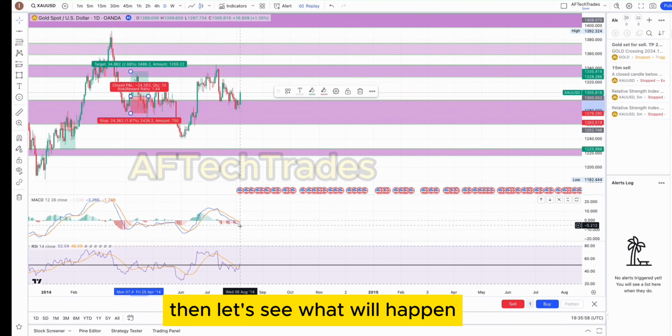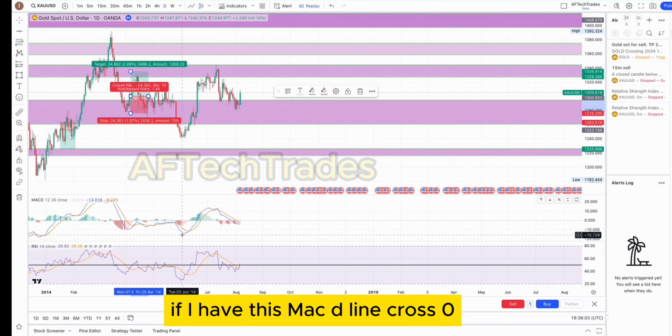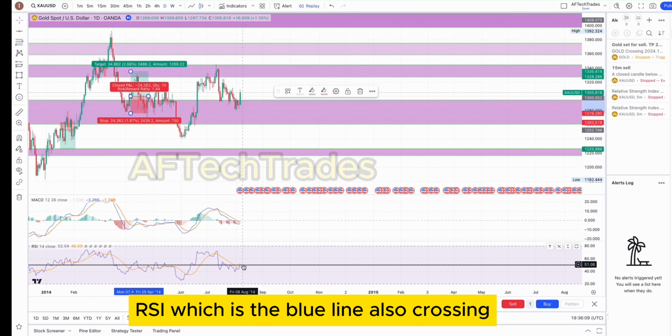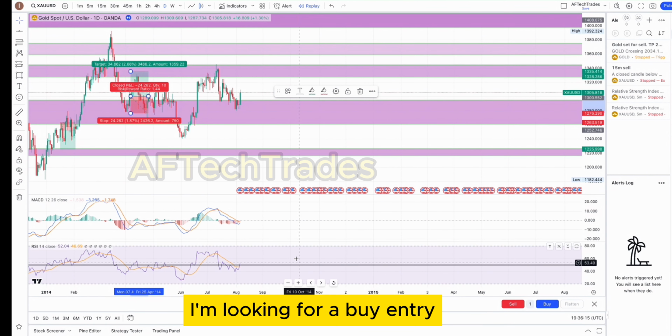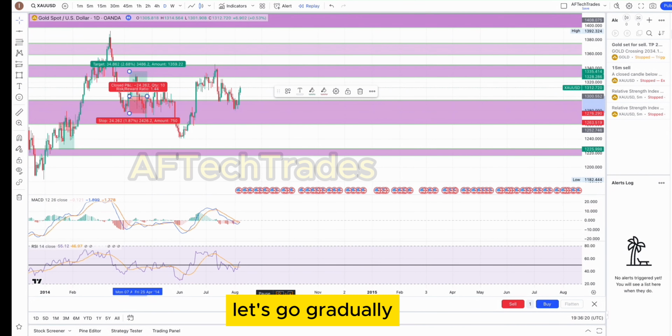Then let's see what will happen. Let me reduce this to 1. If I have this MACD line cross 0 and it also crosses the signal line, and I have the RSI, which is the blue line, also crossing its own moving average, if they are all above here, I'm looking for a buy entry. Let's go gradually.